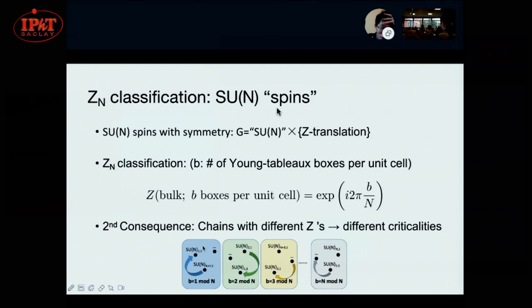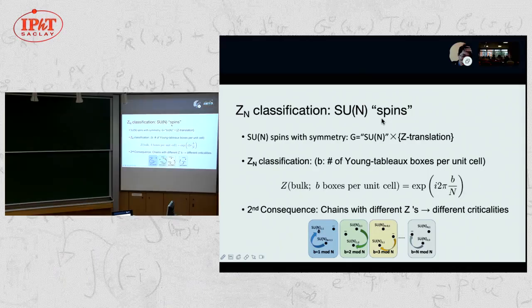Actually, the SU(N) CFTs are represented by the Wess-Zumino-Witten model. So this B actually matches with the Wess-Zumino-Witten level and some other parameters which characterize the translation symmetry. So in other words, we can put the Wess-Zumino-Witten models into N classes.